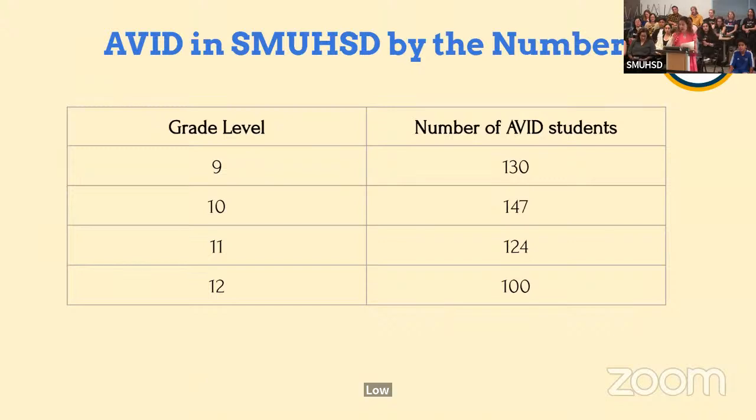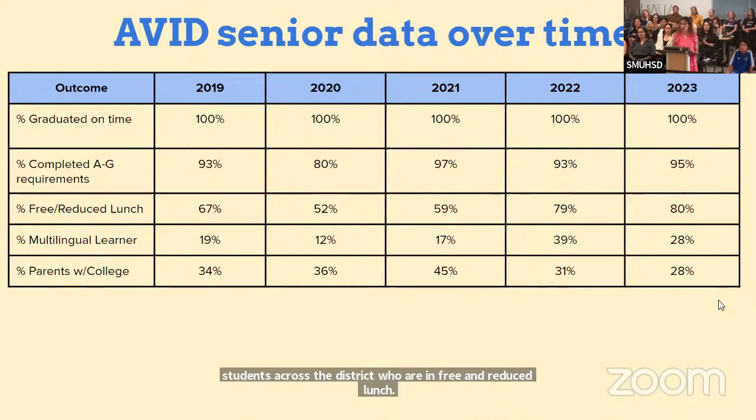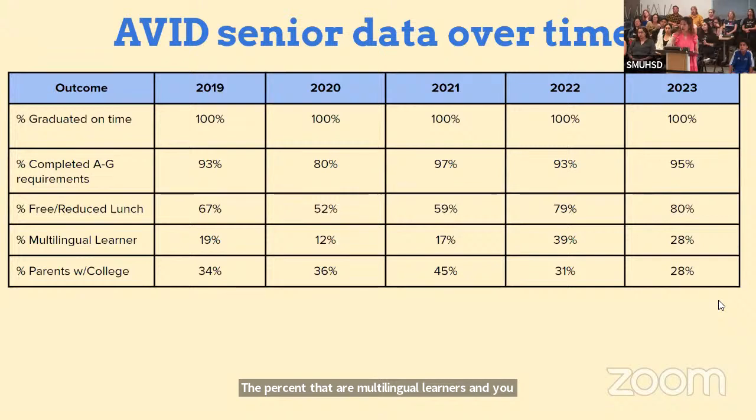So you can see the number by grade level. And then you can see our senior data over time, the last 5 or 6 years. You can see all of our AVID seniors across the district graduated on time. You can see the number completing A to G requirements, the percent of our AVID students across the district who are on free and reduced lunch, and the percent that are multilingual learners. You can see over the last 2 years how we've increased the number of multilingual learners we're serving in AVID, and then parents with college. So you can do the math and figure out the number without.